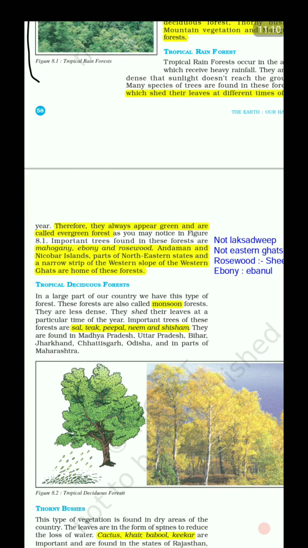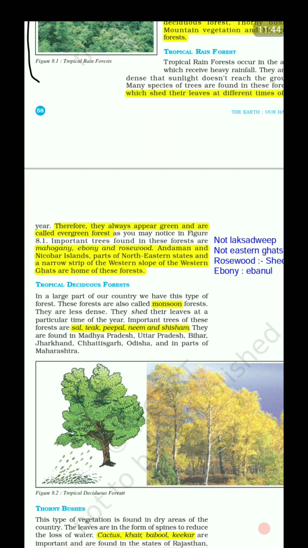Then we have tropical deciduous forests, also known as monsoon forests. They shed their leaves at a particular time of year. Important trees are sal. So sal, the name sal has come from the Sanskrit word shala. So shala means house. Hence, the tree's wood is fit to make the house, like Prayog Shala, Pashu Shala, so on and so forth.